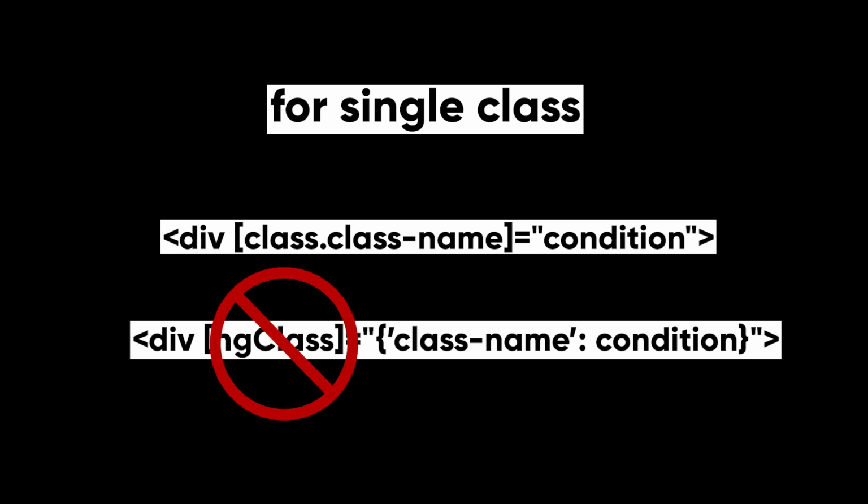How to add and remove classes with NgClass? You can add or remove multiple CSS classes simultaneously with NgClass. To add or remove a single class, use class binding rather than NgClass.